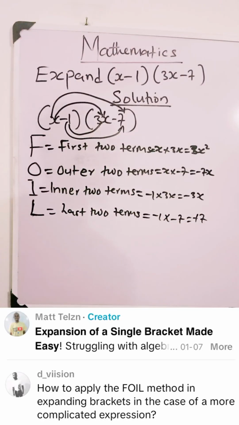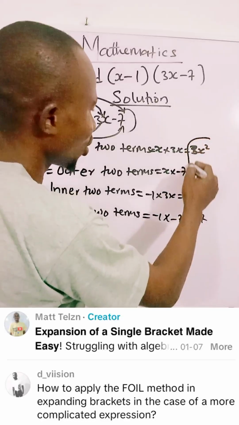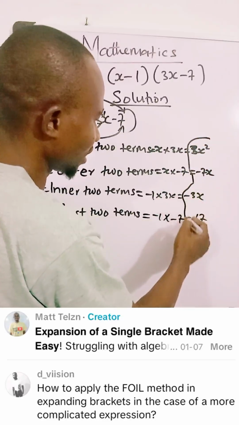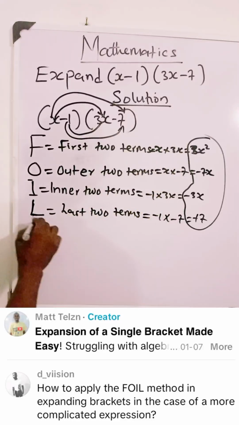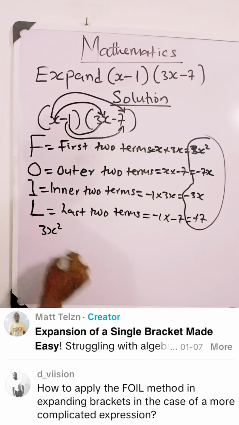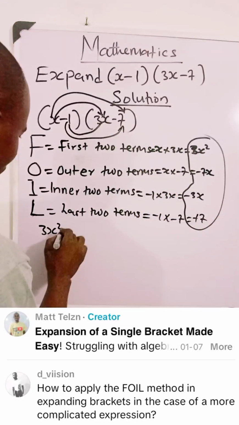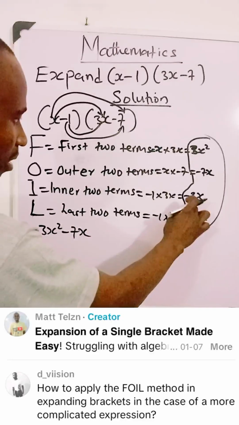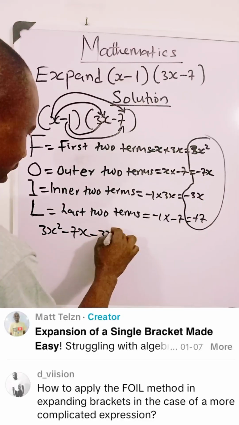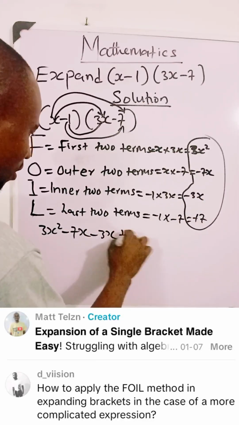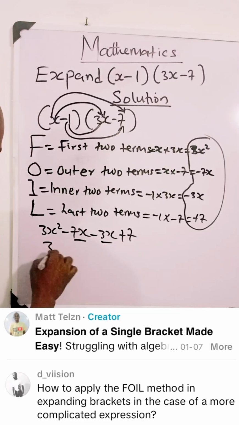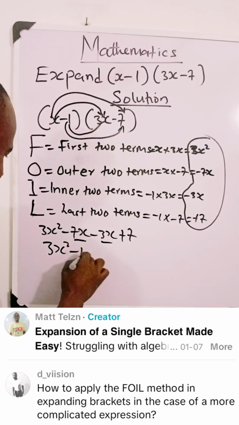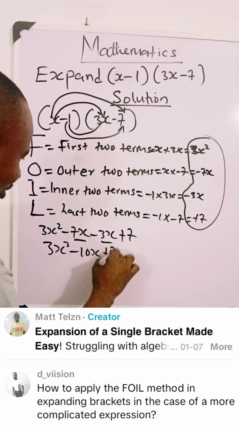The next thing I'll do is to combine and arrange all these things like this. Arrange them together. The first one there, I have 3x squared, right? Minus 7x minus 3x plus 7. So I have like terms here. So 3x squared minus 10x plus 7.